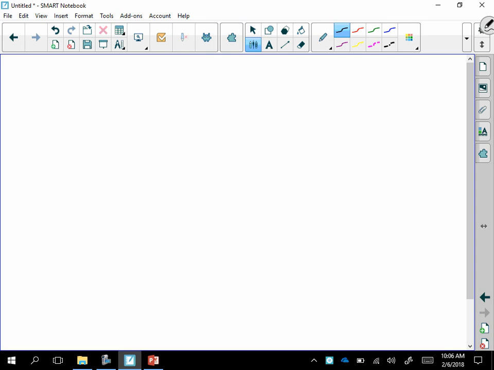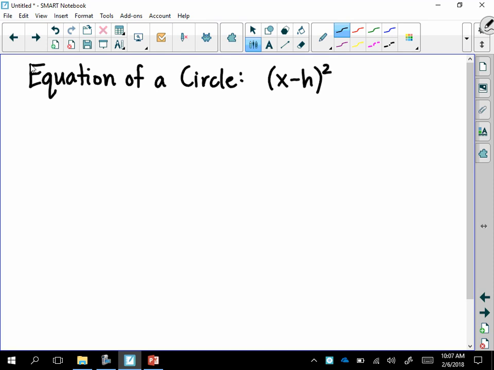R squared is part of it. You probably know the formula for the volume of a sphere, but this is just the equation of a circle. And the equation of a circle is (x minus h) squared plus (y minus k) squared equals r squared.